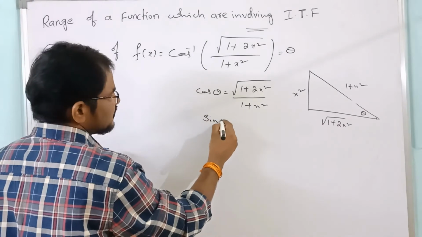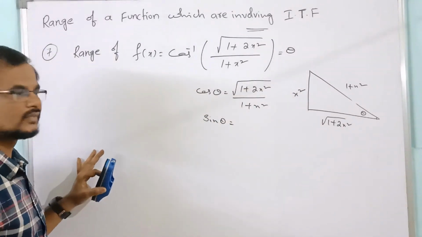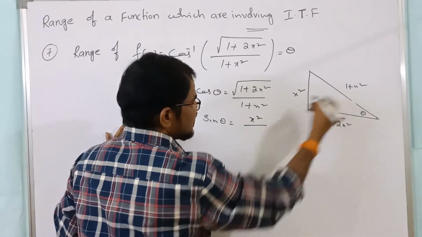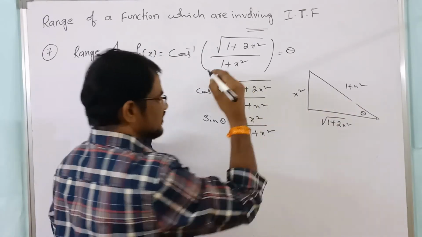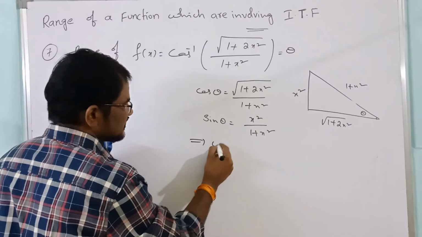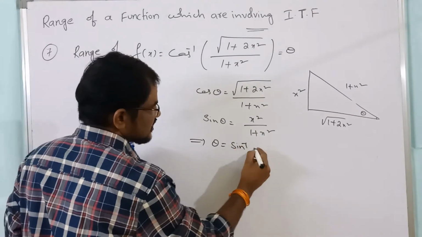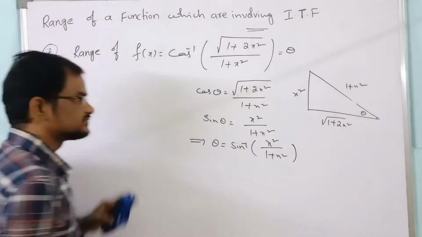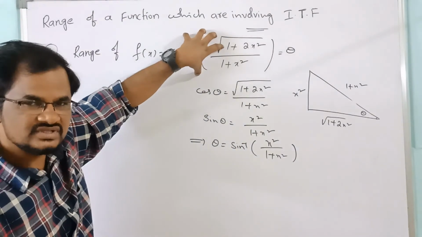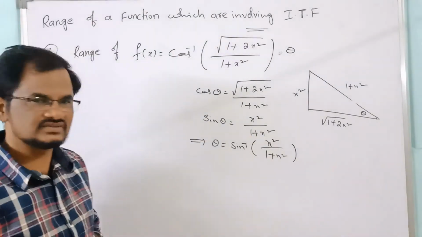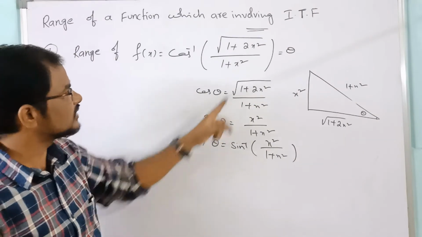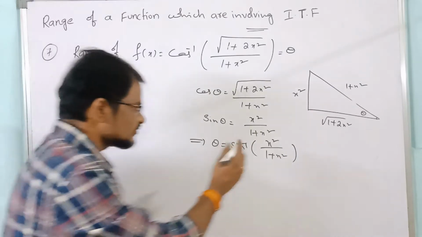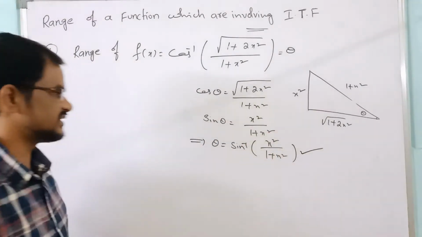Now from this, if you find sin theta, it equals the opposite side x square by the hypotenuse 1 plus x square. That implies theta equals sin inverse of x square by 1 plus x square. Now instead of finding the range of the cos inverse, I will find the range of this one. Theta equals cos inverse of this one, and these two are the same. So therefore we have to find the range of this one.